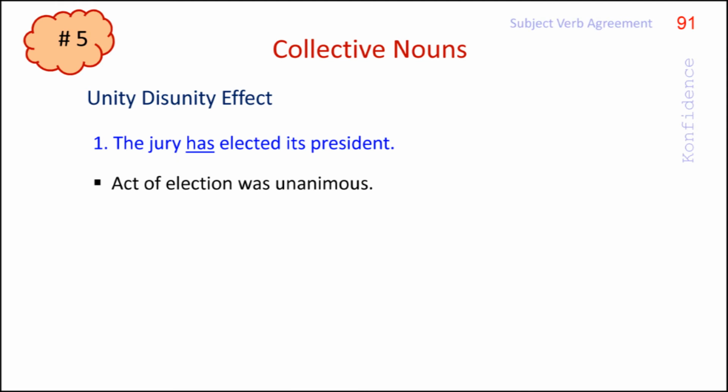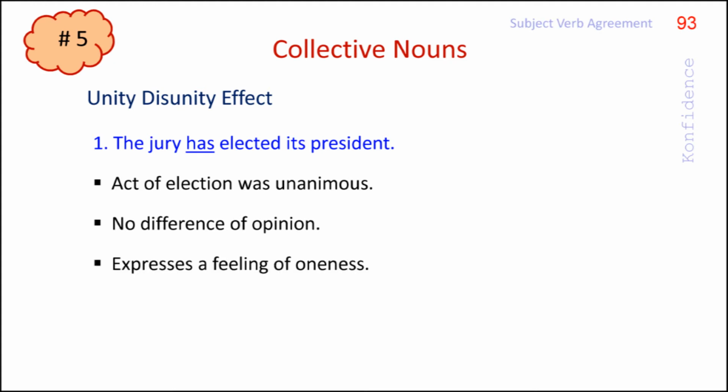The jury has elected its president. Here the act of election was unanimous. Even though the jury consists of many judges, they acted in the same way. There was no difference of opinion among them. The sentence expresses a feeling of oneness. So a singular verb, has, is used here.